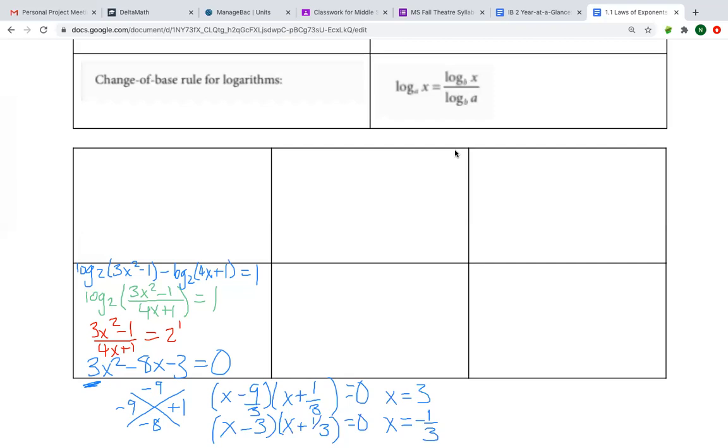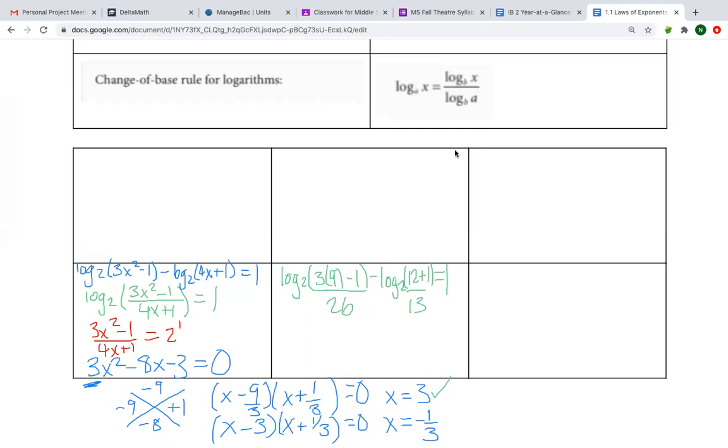So let's start with plugging in 3. If I were to plug in 3, I would end up with log base 2 of 3 times 9 minus 1, minus log base 2 of 12 plus 1 equals 1. And so here I end up getting 27 minus 1, which is 26. That's a positive number, no problem. 12 plus 1 is 13, no problem. So I know that 3 works. But now I need to try negative 1/3.